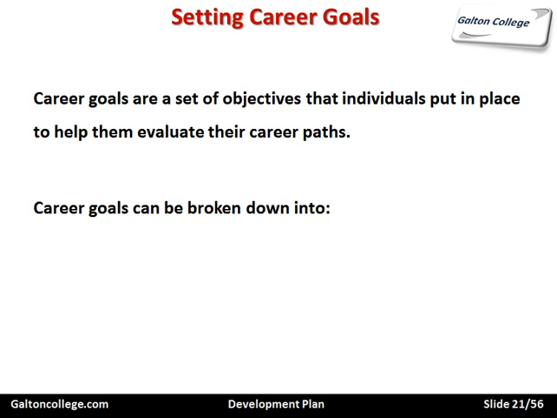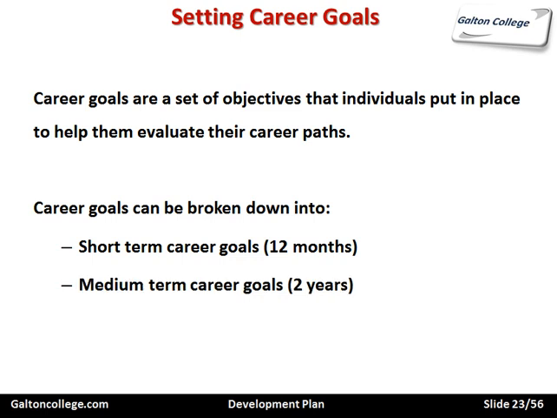Now, these can be broken down into short-term career goals. For example, 12 months from now, where do you want to be? And you could have medium-term, say 2 years' time, where do you want to be? And even 5 years' time, long-term goals. 5 or even 10 years' time, where do you want to be? What sort of career do you want? What sort of occupation do you want?